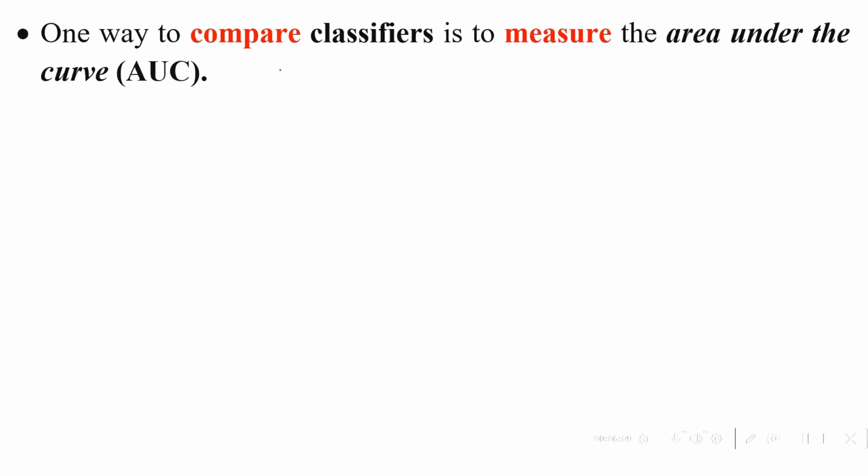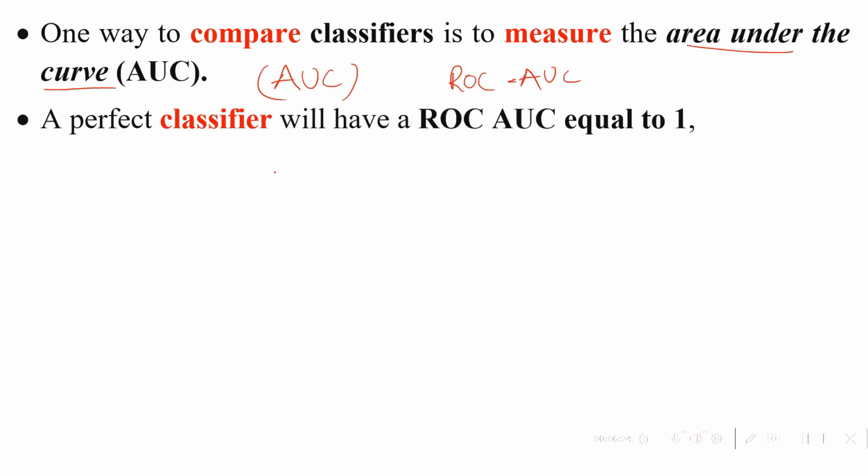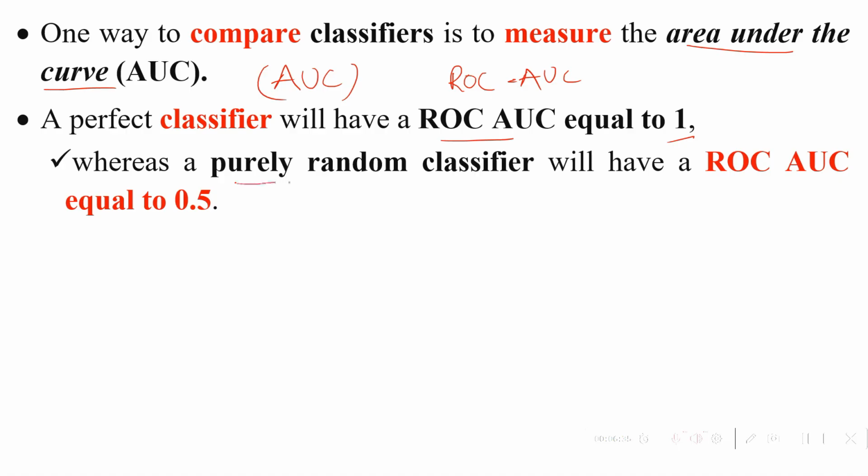One way to compare classifiers is to measure the area under the curve, also called AUC, area under the curve. This is also called ROC AUC. A perfect classifier will have a ROC area under the curve equal to 1, whereas a purely random classifier will have a ROC AUC equal to 0.5.